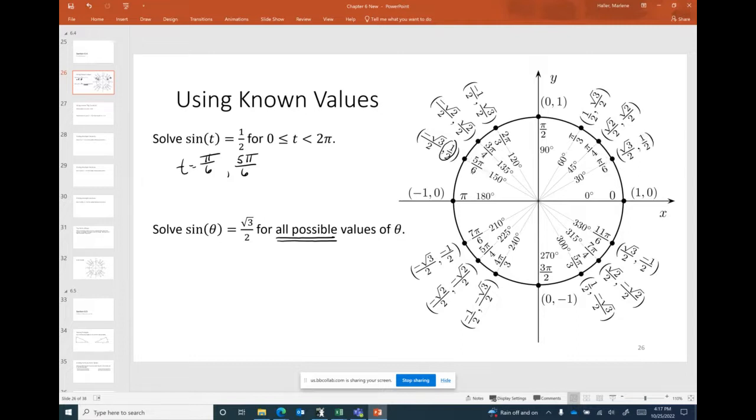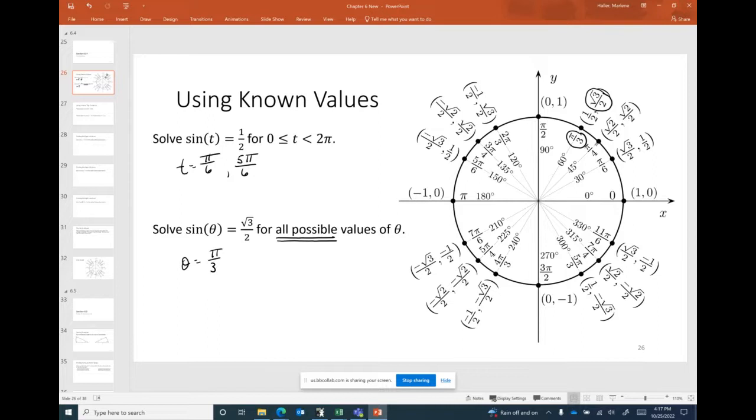Well, let's begin by finding the first solution. Again, we're looking at the y-coordinate of the terminal point. Where is a sine of square root 3 over 2 on the unit circle? The first occurrence that we see it at is right here. There's a y of square root 3 over 2, and that's at pi over 3. So that's one solution.